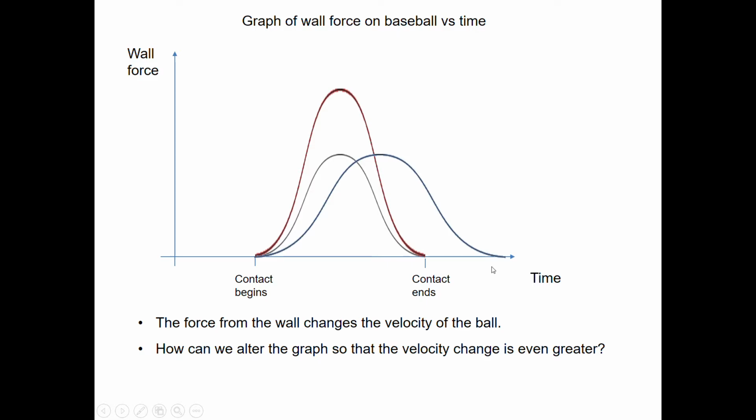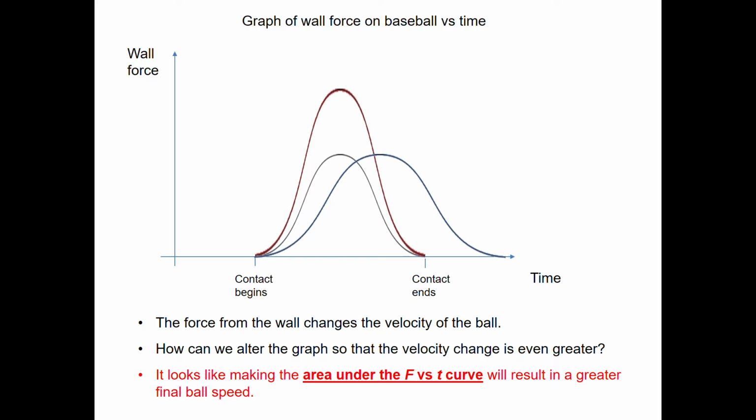And so if we do that, we would have a greater impact on the final velocity of the ball than in the original case. So it looks like in both these cases, by doing those alterations, we've increased the area that's under the curve, the area under that bell-shaped curve. And so it looks like if we want to characterize the degree to which the ball's velocity is changed, really, the thing that affects it in terms of the force versus time curve is the area under that force versus time curve.